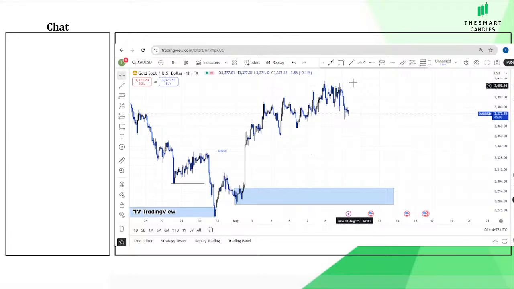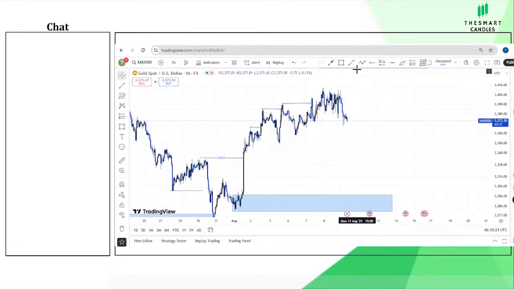You have a change of character. We have our break of structure. At this point, we have another break of structure here. You have another break of structure here. Another break here.